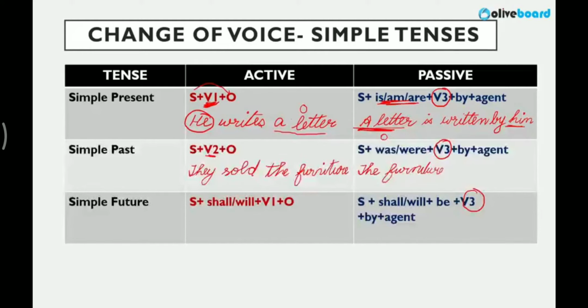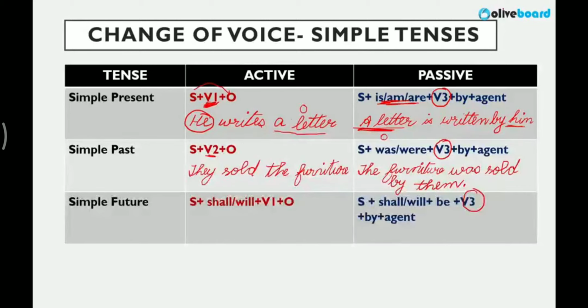We swap it. Now, was a verb. Obviously, furniture is singular. So, was, helping verb. Sold, third form is again sold. Sell, sold, sold. Furniture was sold by them. In the object place, they will become them. So furniture was sold by them. Similarly, for future tense, simple future.